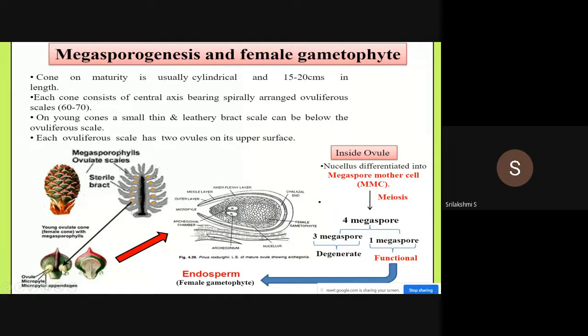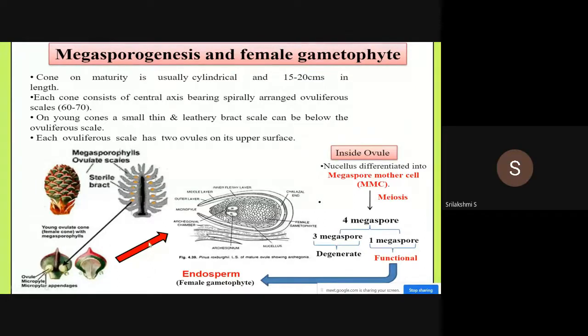Will each ovuliferous scale have a single ovule, ma'am? That means one megasporophyll will have two ovules, on either side. This is one ovuliferous scale and this is one scale. It's like that on either side.